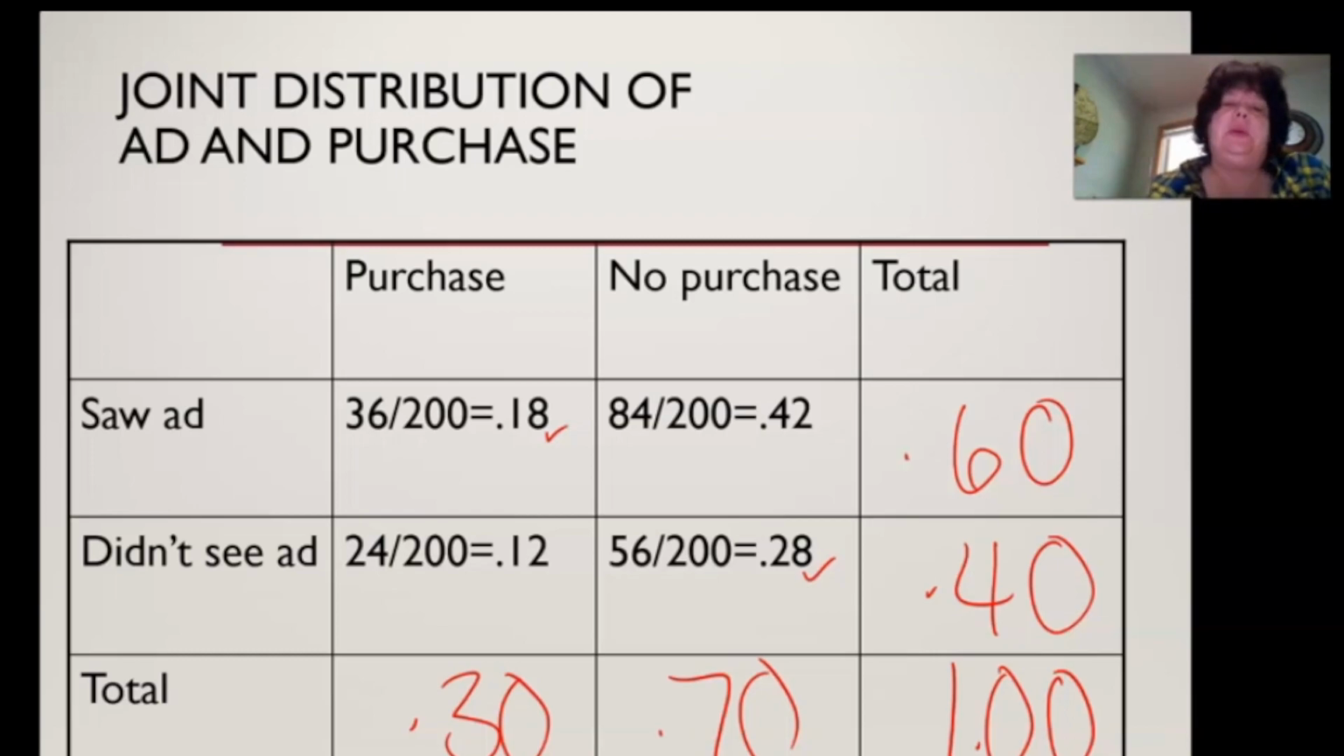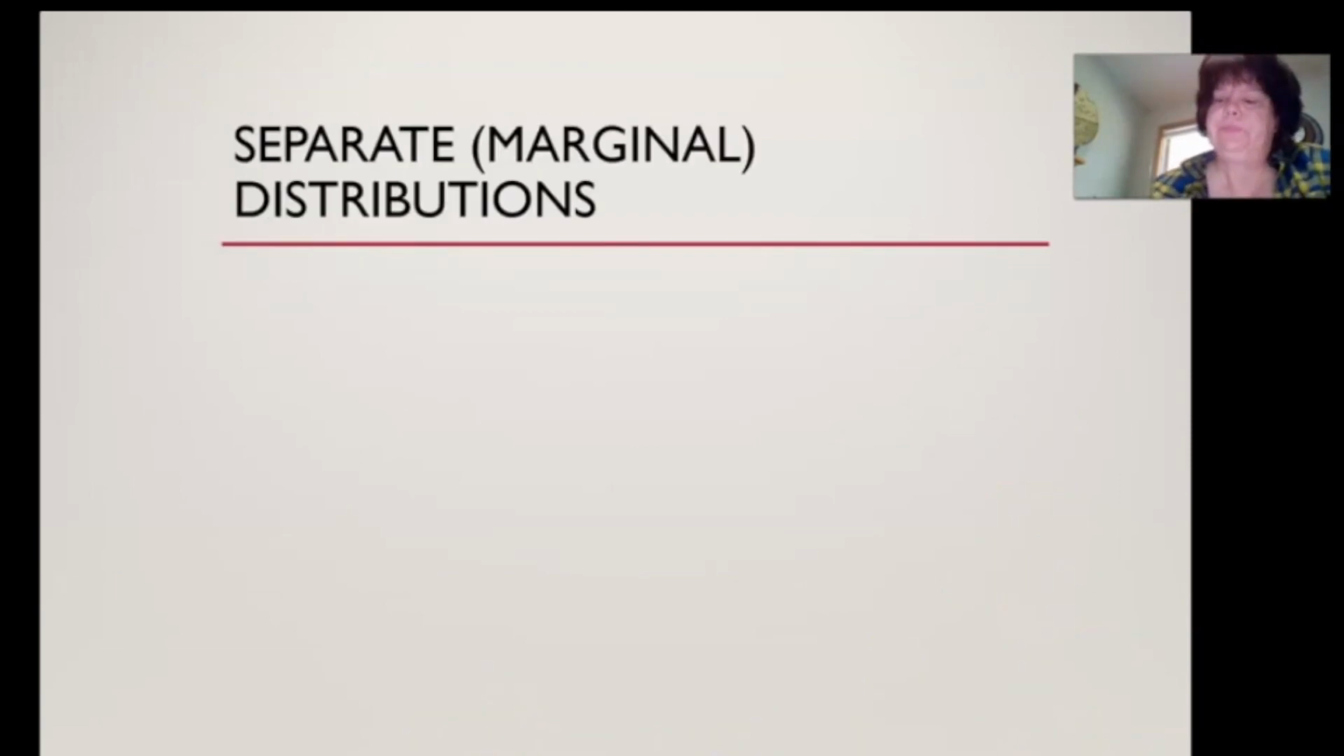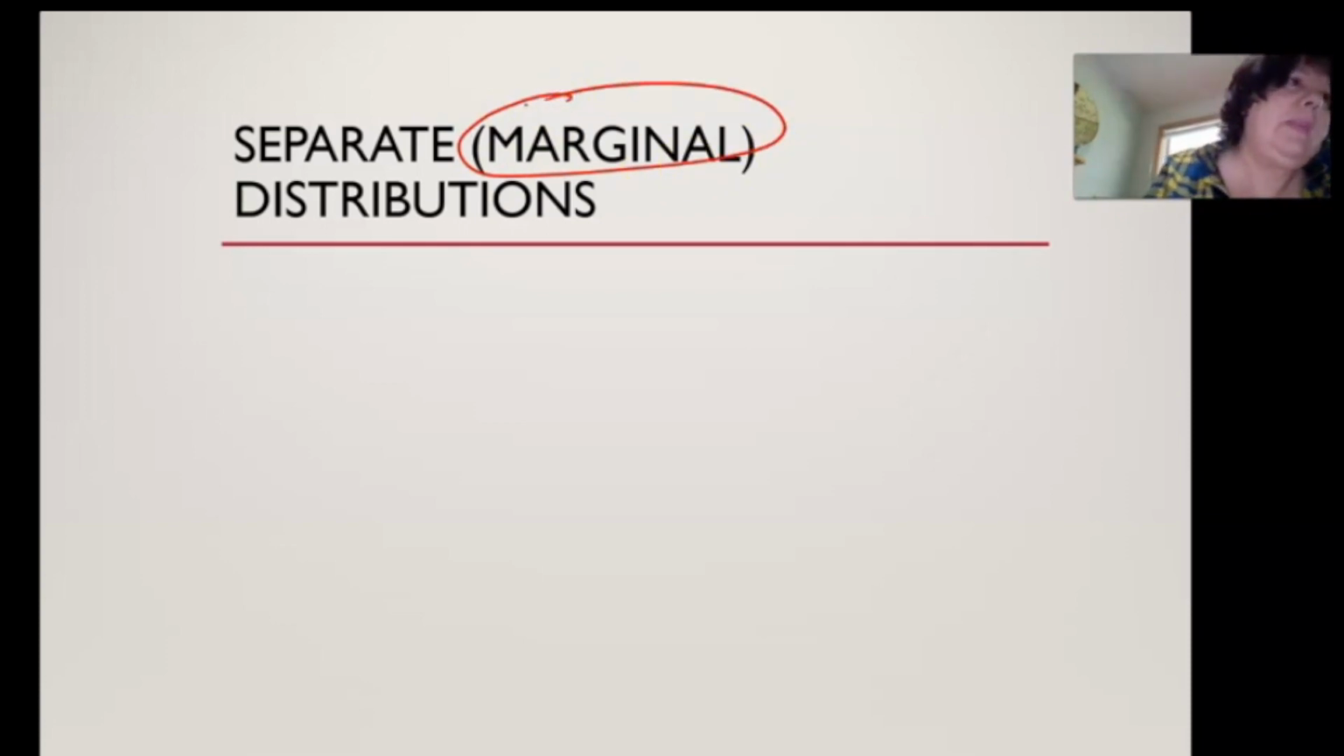It doesn't tell you about the relationship between them. It just tells you about the overall breakdown of them. And we can also do separate marginal distributions. They are out in the margins of the table.